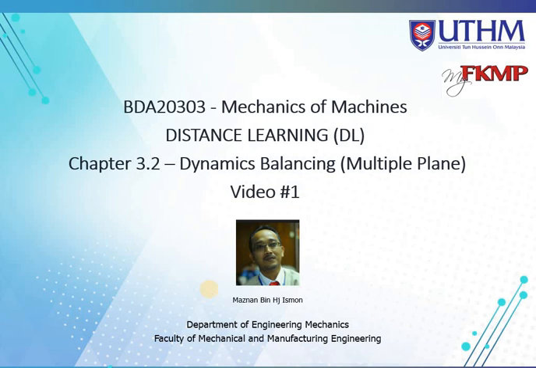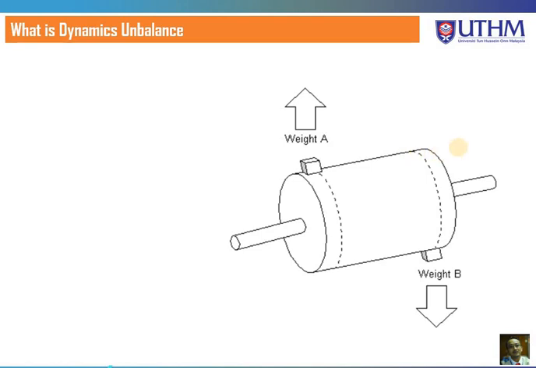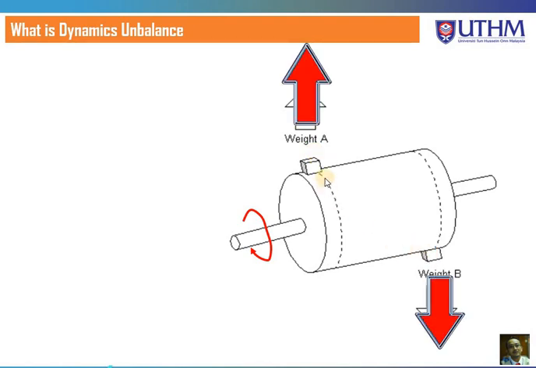This video will discuss dynamic balancing, or in other words, multiple plane balancing. So what we have here is a dynamic unbalanced situation. Let's say we have a rotating drum. The drum rotates at a certain angular velocity. The drum has a mass A located at the outside of the radius of the drum, and also mass B located outside of the drum over here. So basically mass A and mass B will create a centrifugal effect.